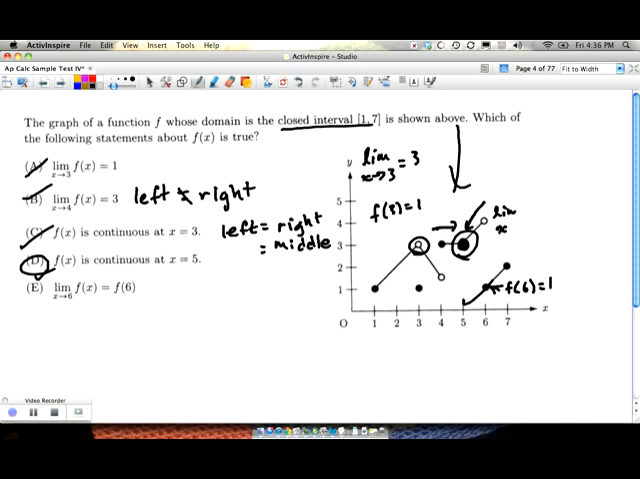And this is the limit as x approaches 6 from the left. And this is the limit as x approaches 6 from the right. So there is no limit as x approaches 6. So it is D, just to be sure.